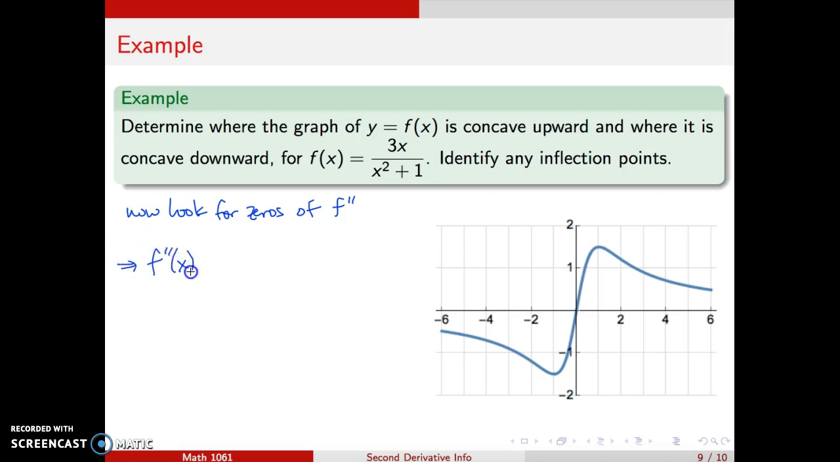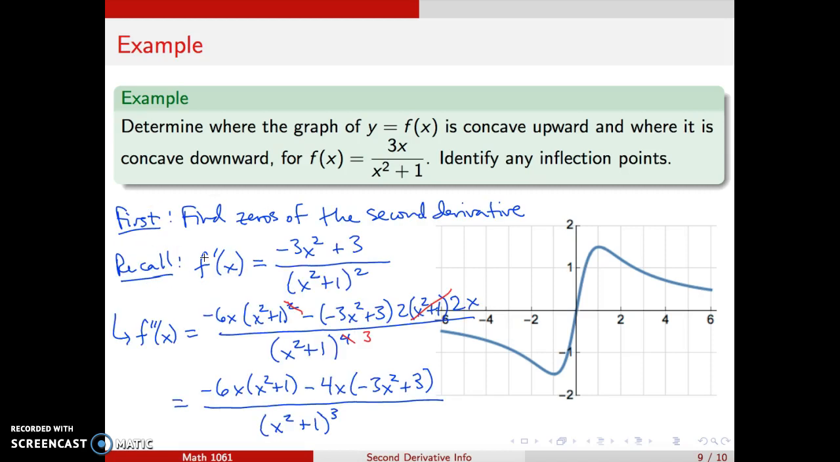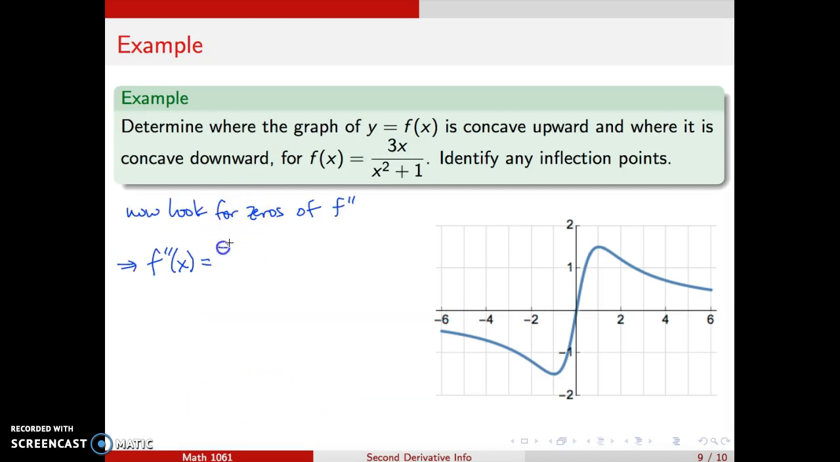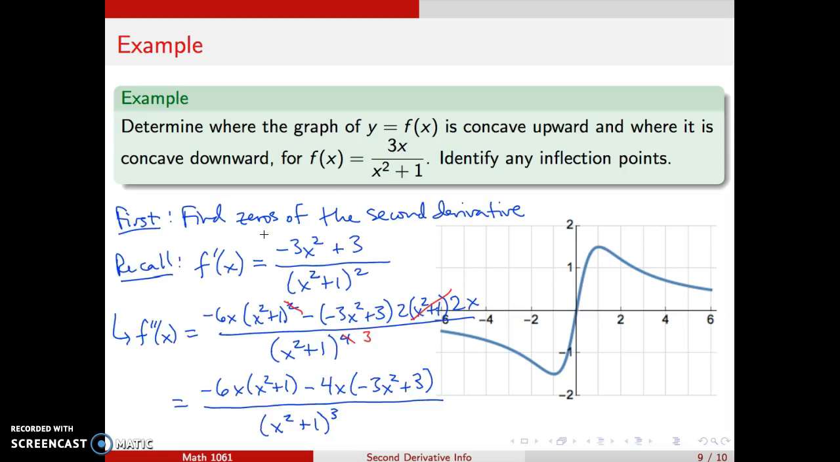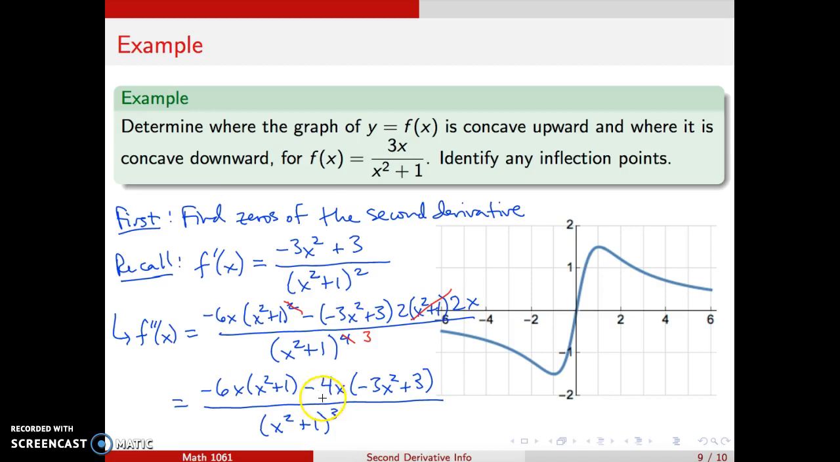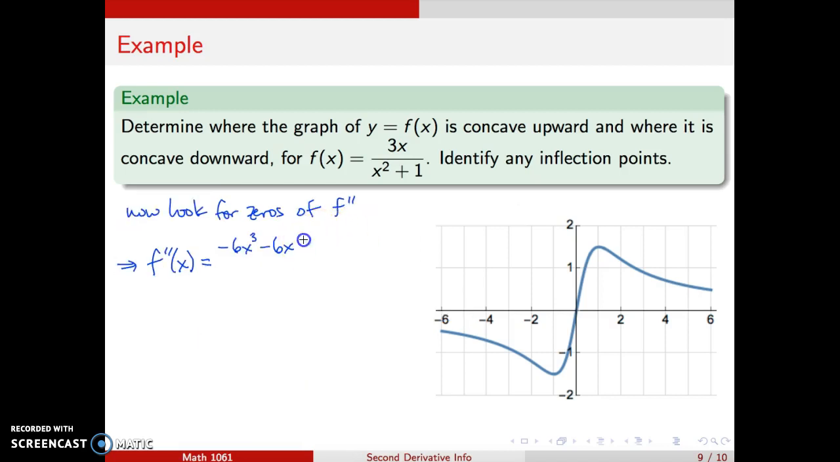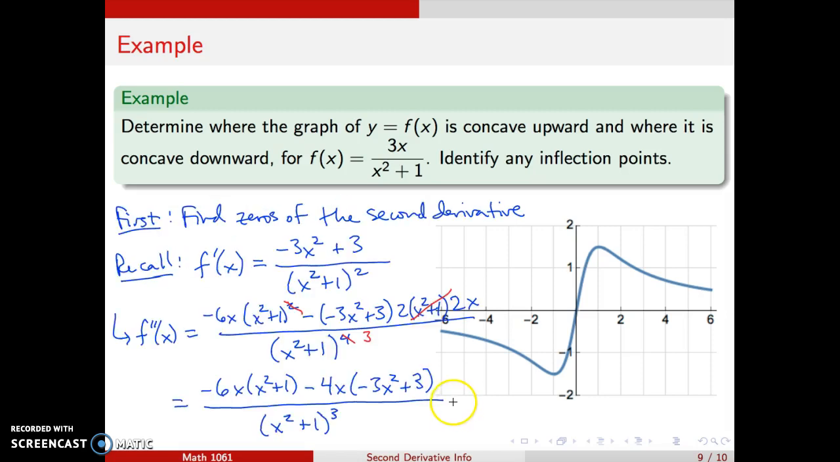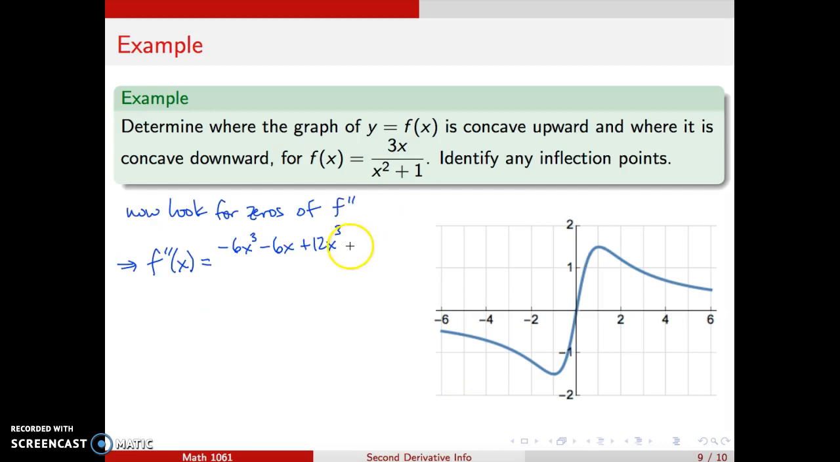So the second derivative is, flashing back here, I've got negative 6x cubed minus 6x plus 12x cubed minus 12x, all over x squared plus 1 cubed.